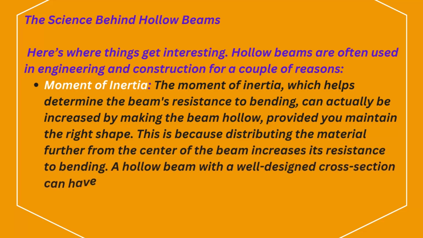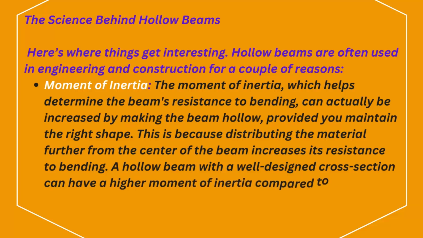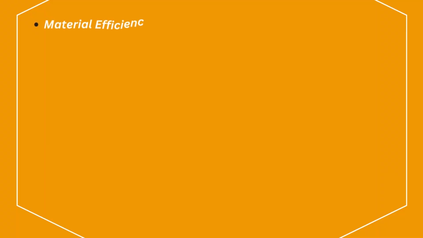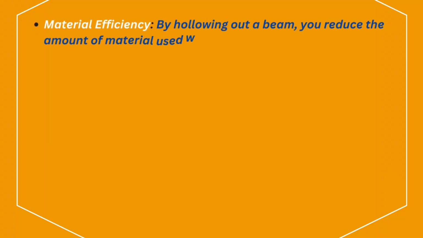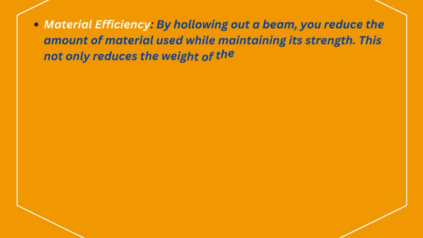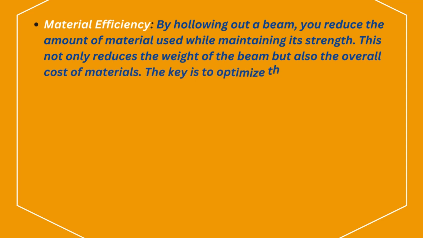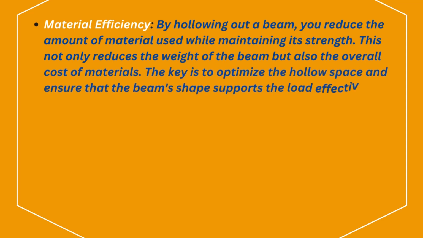A hollow beam with a well-designed cross-section can have a higher moment of inertia compared to a solid beam of the same weight. 2. Material efficiency. By hollowing out a beam, you reduce the amount of material used while maintaining its strength. This not only reduces the weight of the beam, but also the overall cost of materials. The key is to optimize the hollow space and ensure that the beam's shape supports the load effectively.